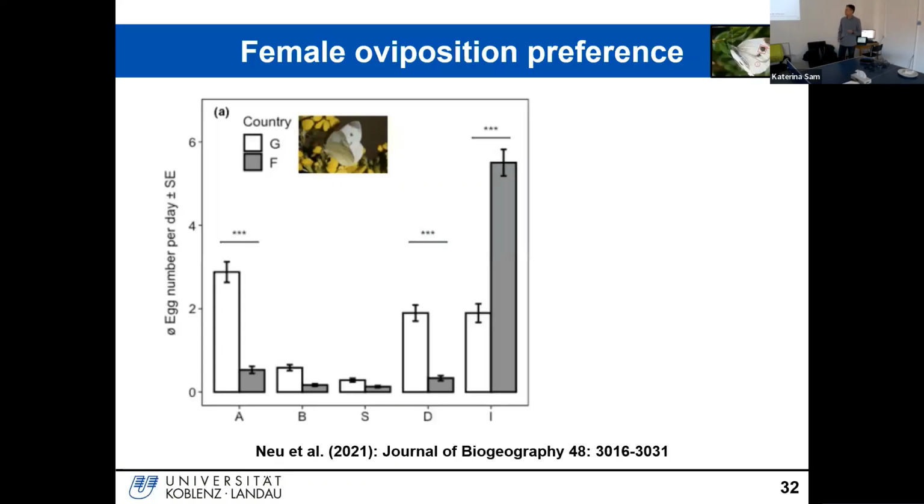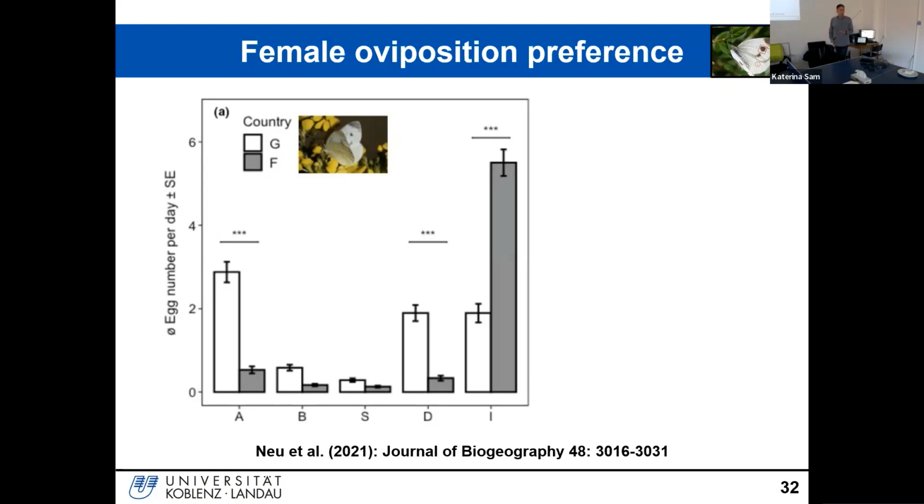We tested all the butterflies, and the gray bars are the French females. This is the native host plant of the core French populations. What you can see is that almost all the eggs were laid on the native host plant. So there's very little flexibility. Basically, they didn't pay any attention to alternative hosts.